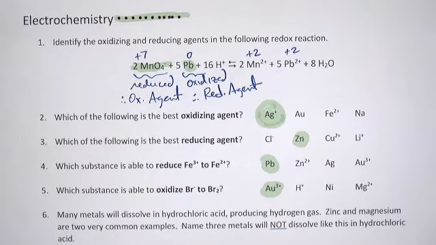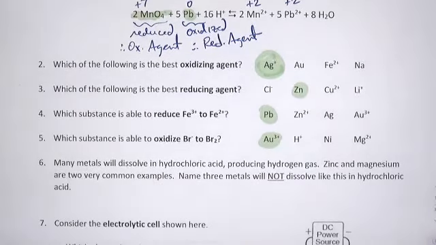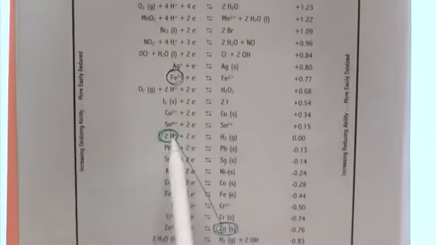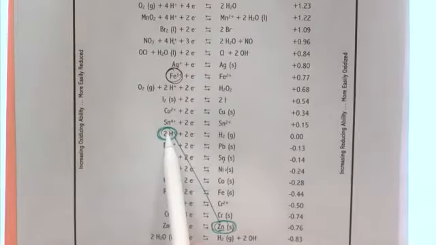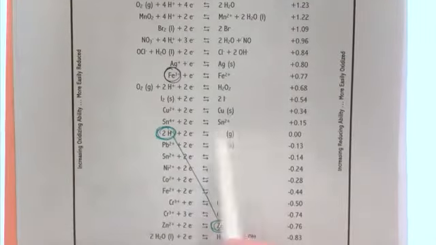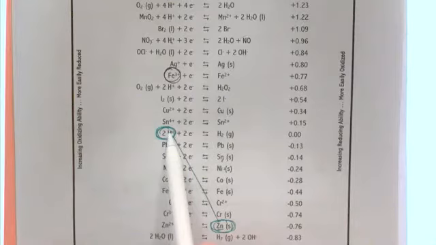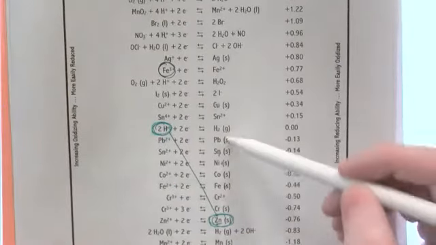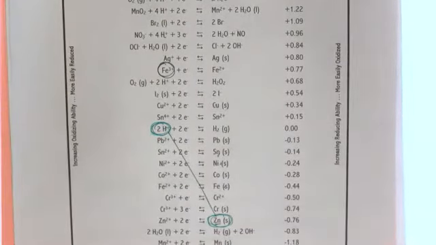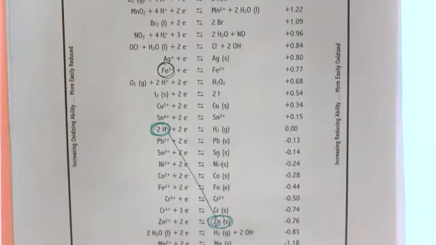Number 6, we discussed in class together. Metals dissolve in hydrochloric acid, and they produce hydrogen gas. The reason they do that is because the hydrochloric acid contains hydrogen ions, which get reduced to make hydrogen gas, and those ions will react with anything below and to the right. So there's a whole bunch of metals that will dissolve in hydrochloric acid like that.